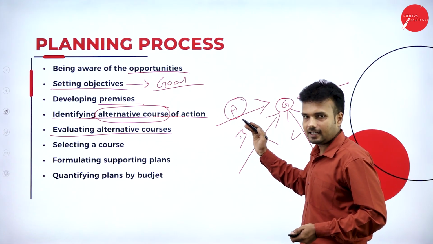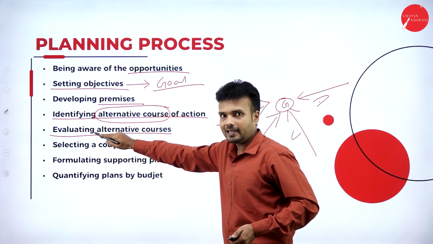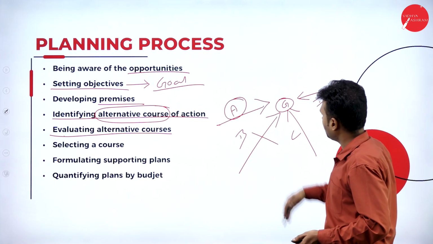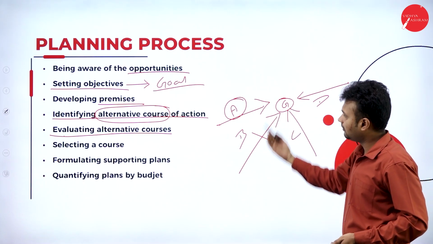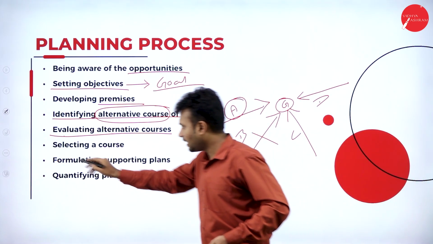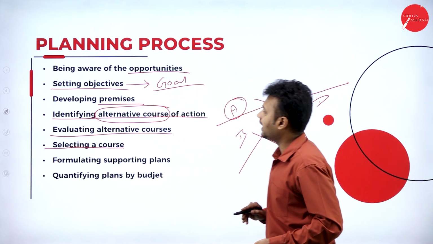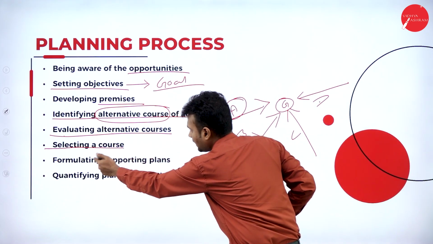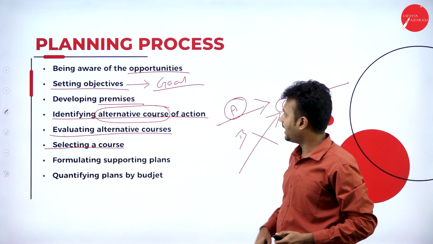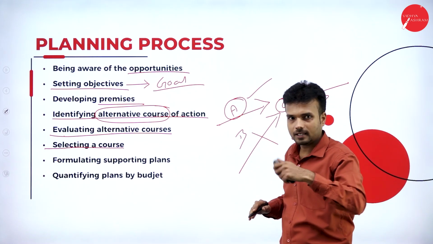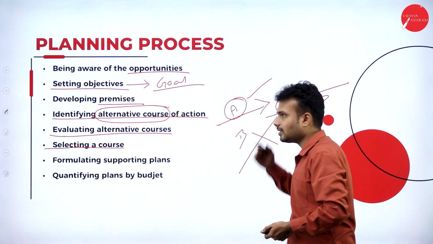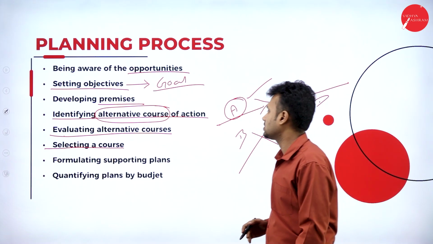Finally I decided, means I had evaluated, means I had cross-verified by comparing one plan with another plan. So after the evaluation, I came to the conclusion that I am going to select a course. Means I had selected, I had chosen course A for the execution.